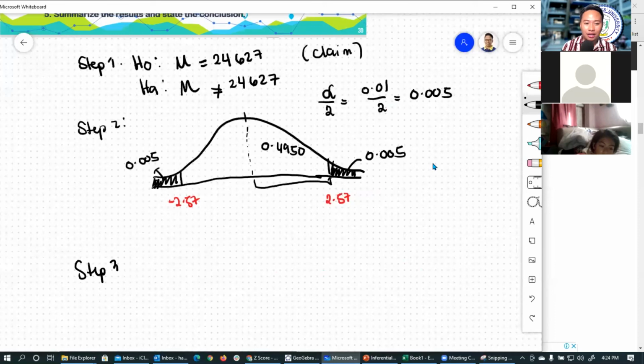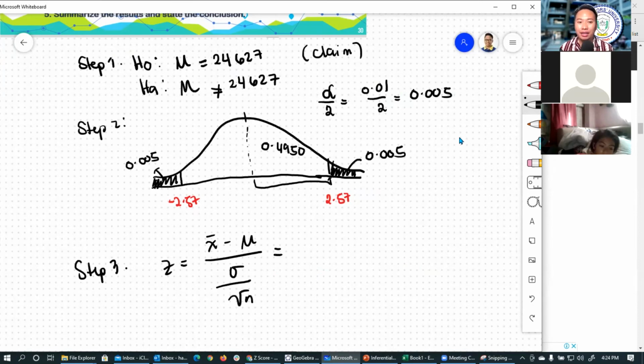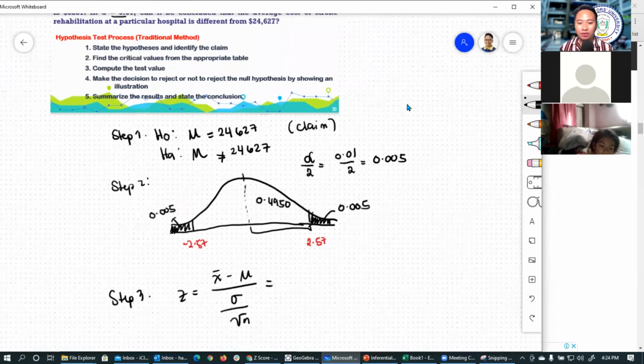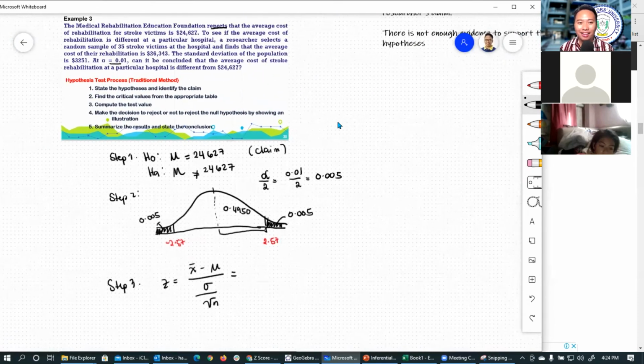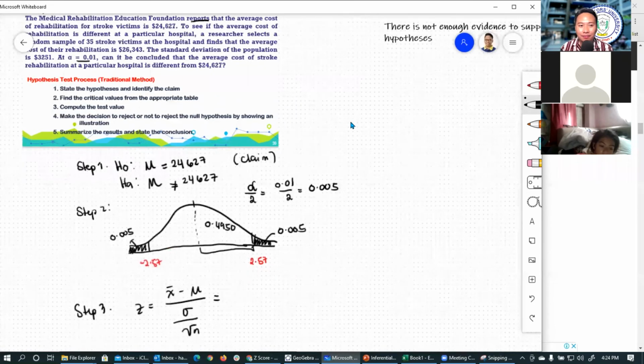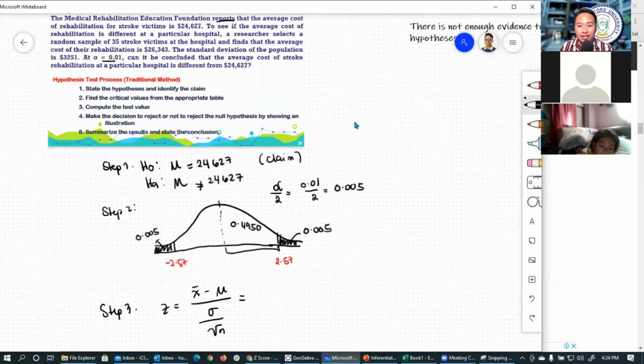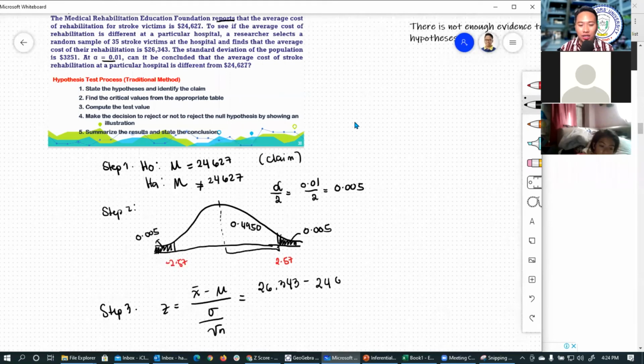So step number 3, z equals sample mean minus mu over standard deviation over square root of n. So what's our sample mean in the problem? What's the sample mean in the problem? 26,343, tama? So 26,343 minus population mean of 24,627 over the standard deviation of 3,251 over square root of 35 stroke victims.